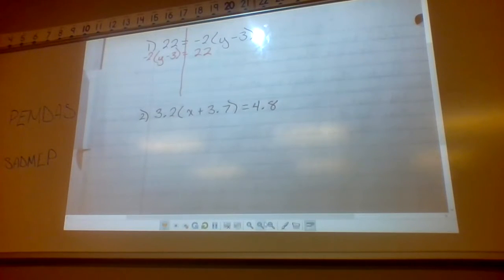Which one should we undo first, the subtraction or the multiplication? Multiplication.